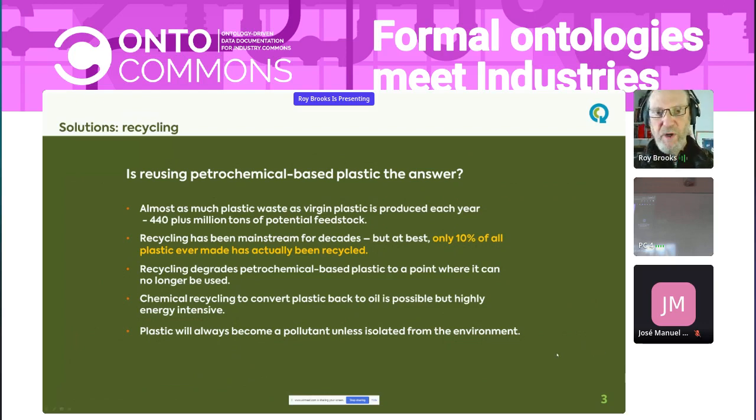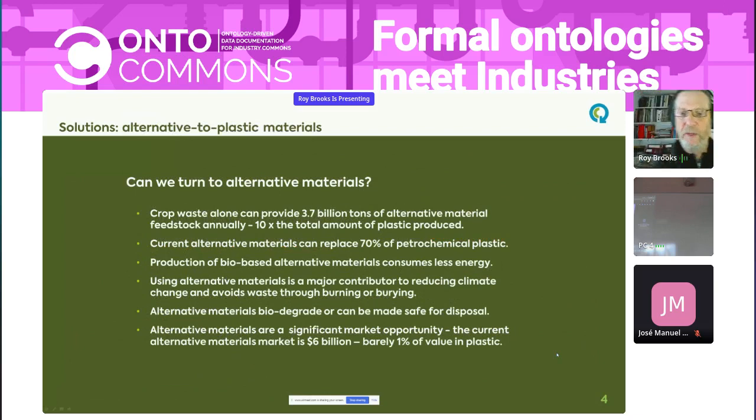So let's have a look at, can we turn to alternative materials? Well, crop waste alone, so that's just the residue around the world from growing food, 3.7 billion tons available. That's 10 times the total amount of plastic produced. There's a huge amount of potential in this. Current alternative materials can technically replace around 70% of petrochemical plastics. So that's that the technology can produce a product or a material which is broadly equivalent to a petrochemical plastic.